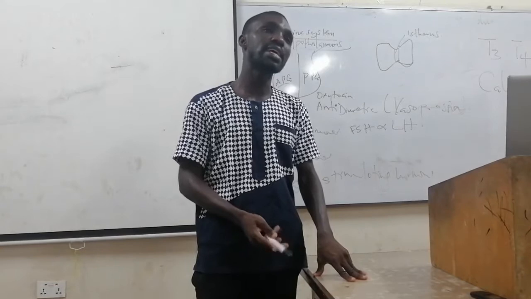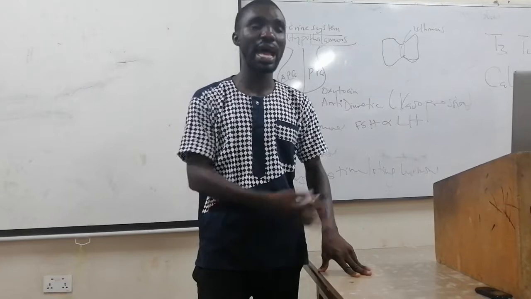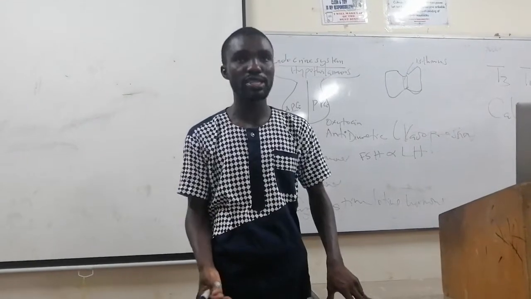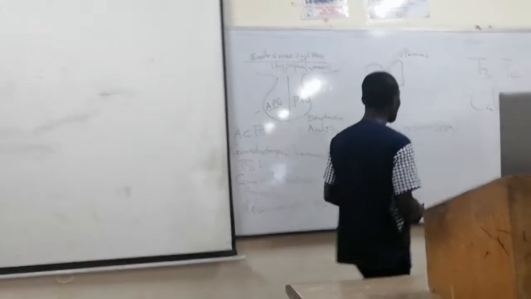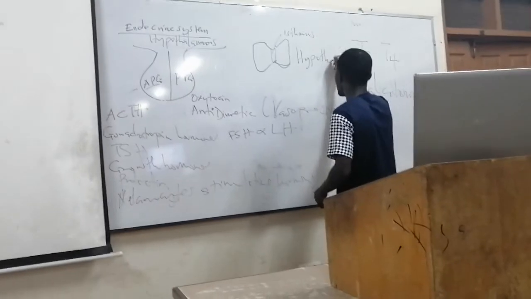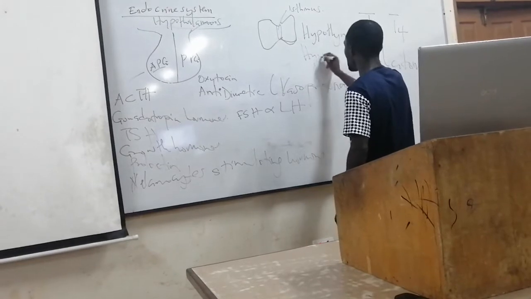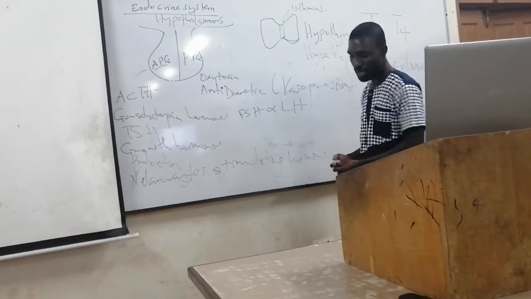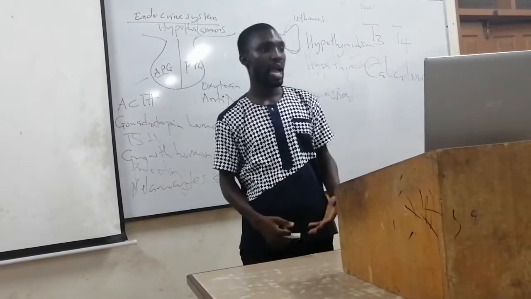But when the gland is exposed to factors like infection and other things that we will talk about soon, it can lead to either overproduction or underproduction of the thyroid hormones. Underproduction of the thyroid hormones is termed hypothyroidism, whilst overproduction of the thyroid hormones is known as hyperthyroidism. Right? So underproduction is hypothyroidism, whilst overproduction is hyperthyroidism.